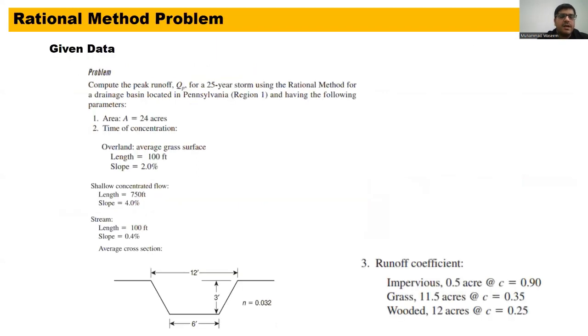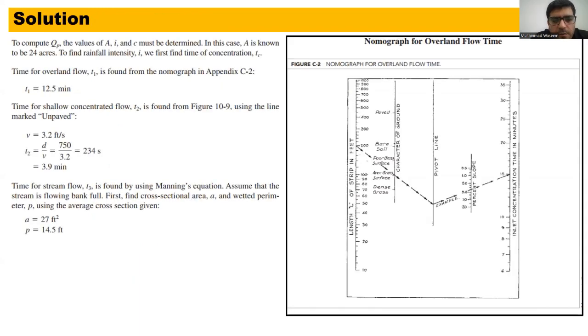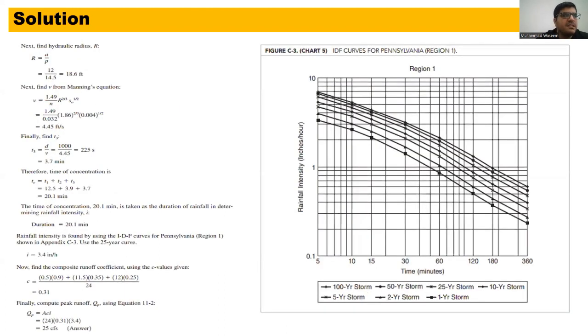Then our average cross section was given here. We have found the area and wetted perimeter: the area came out as 27 feet squared and the wetted perimeter as 14.5 feet. Then we can find the hydraulic radius, which is R equal to area over wetted perimeter. It came out to be 18.6 feet.